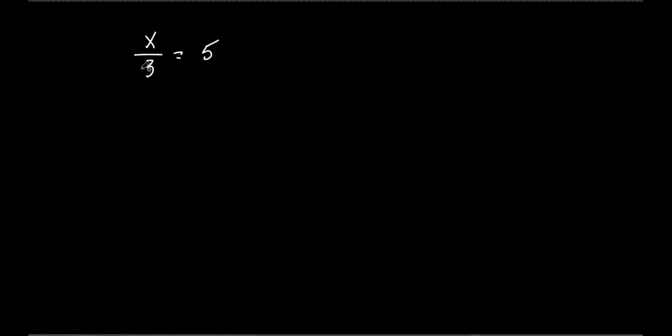Because look at this 3 now. This 3 is not being multiplied by x. It's not being added. It's not being subtracted. What's it doing? It's being divided. That's right. So how do I get rid of something that's being divided? I multiply because that's the opposite of division. So watch what I do. Everybody watch. Again, this is the one that messes people up a little bit.